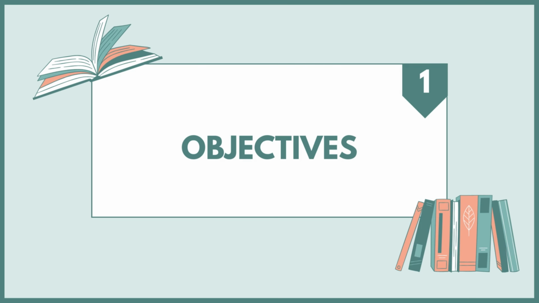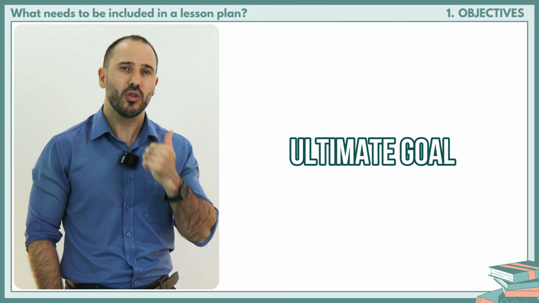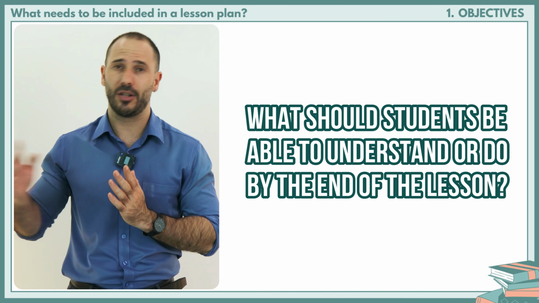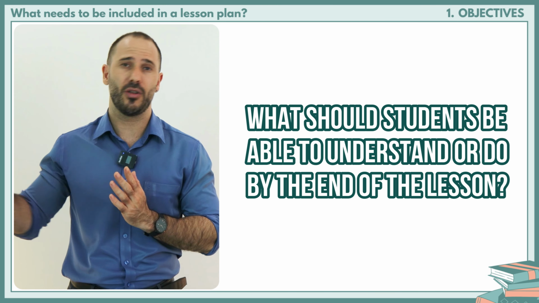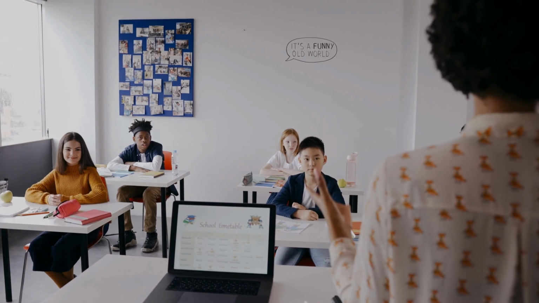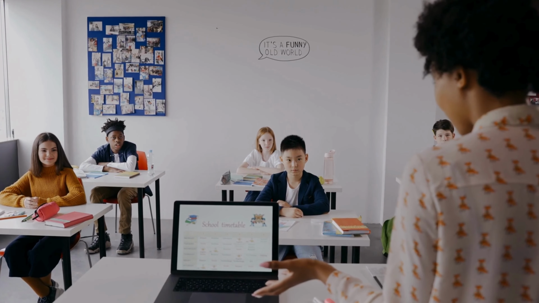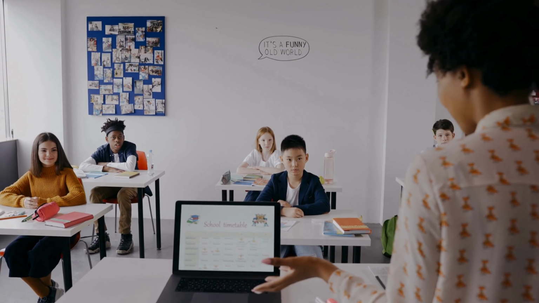1. Objectives. Your lesson objectives are the ultimate goal. What should students be able to understand or do by the end of the lesson? The more specific, the better, as it will help you and your students stay focused. For example, by the end of this lesson, students will be able to talk about future plans using the modal verb I would.